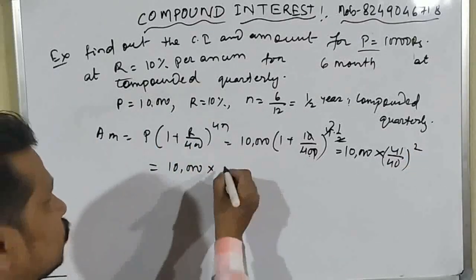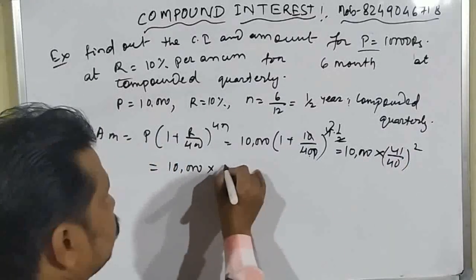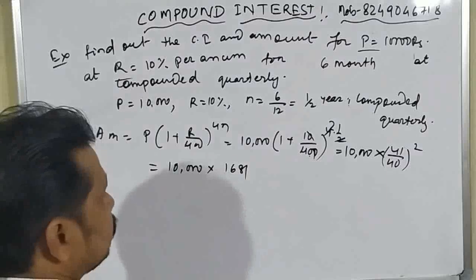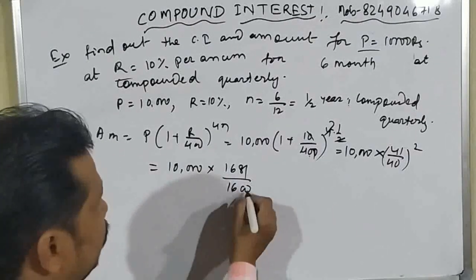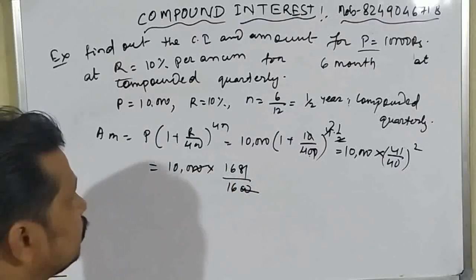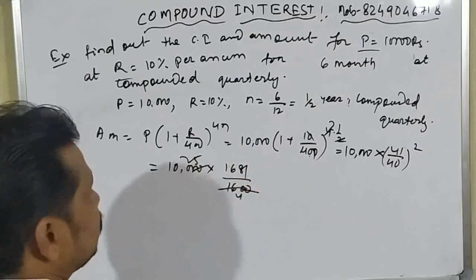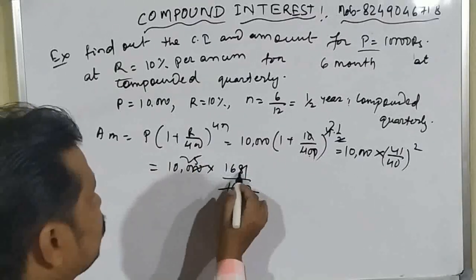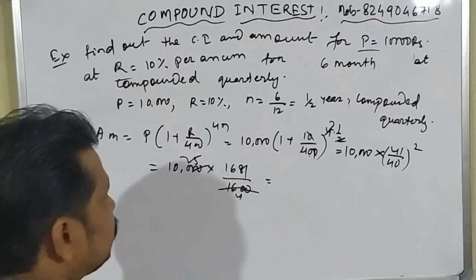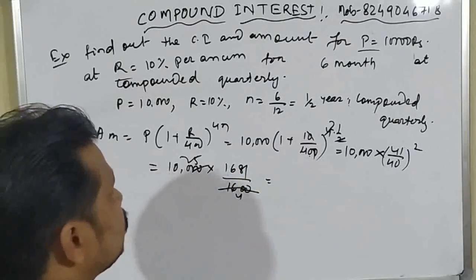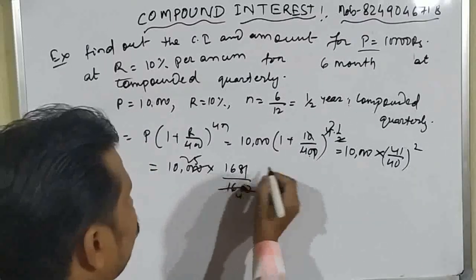So it will become 41 into 41, what is the result? 1681, okay student? Divided by 1600. Okay, 20 20 cancelled. So 100 here, 4 4s 4, 25. So 25 into 1681 by 4. The result is how much? 25 into 1681. So what will the result be? 420.